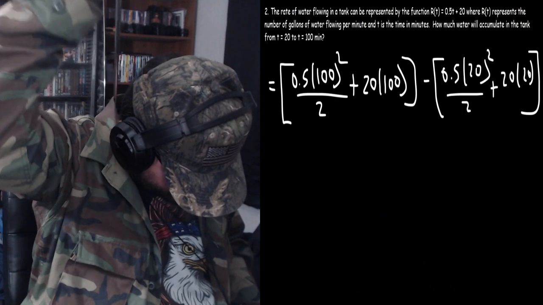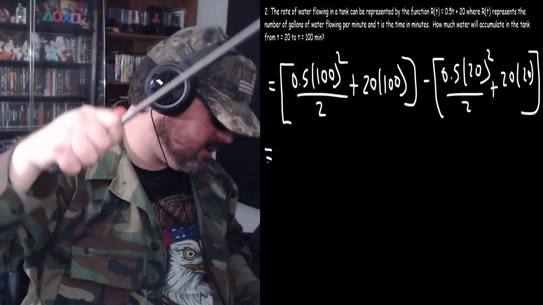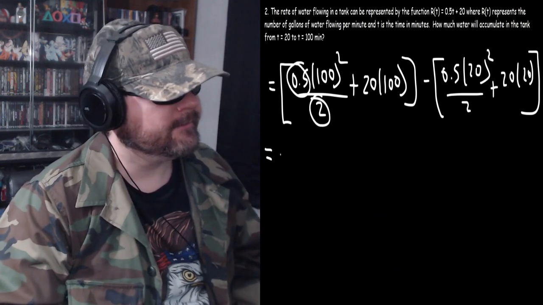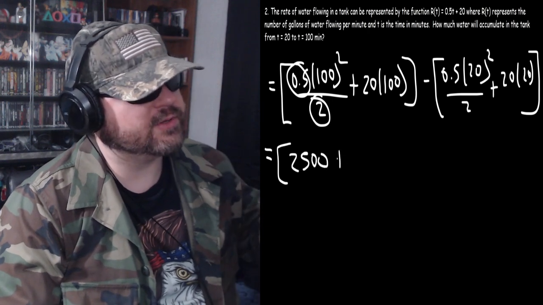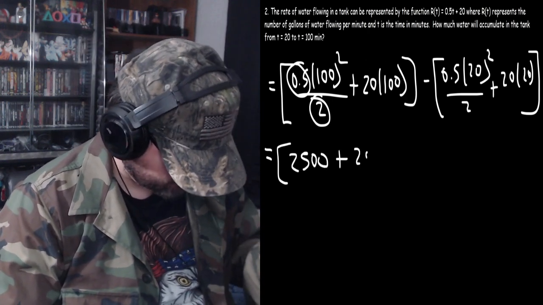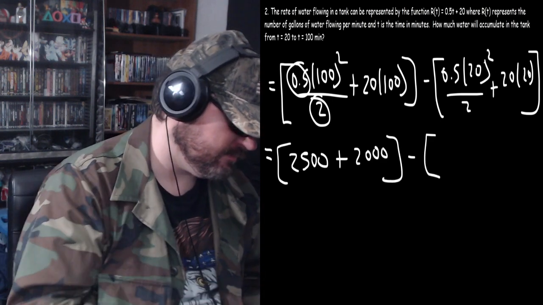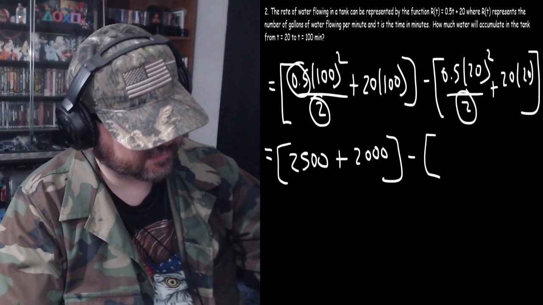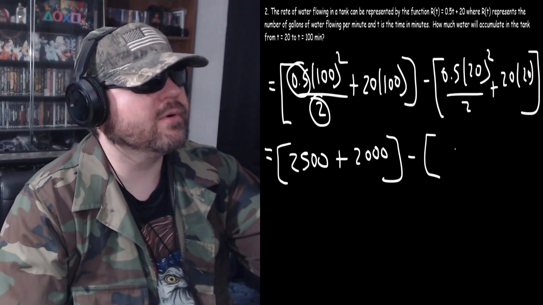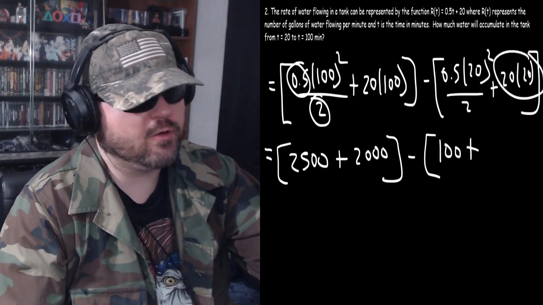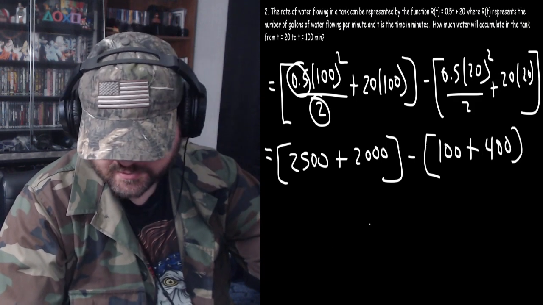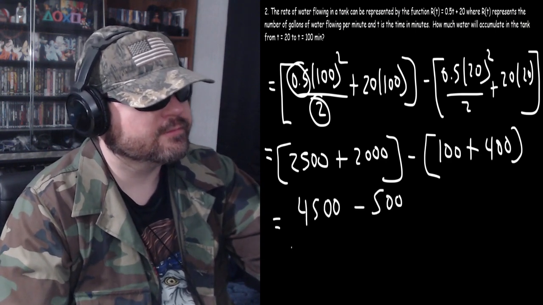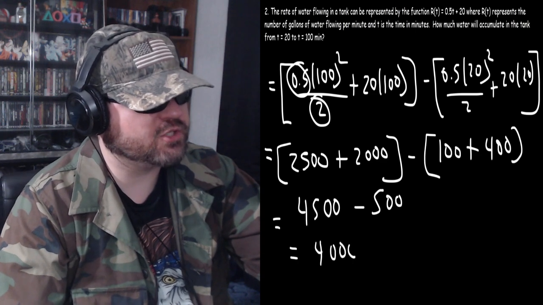So now let's work out the math. 100 squared is 10,000, and 10,000 divided by 2 is 5,000. Half of 5,000 is 2,500. And then 20 times 100 is 2,000. Here we have 20 squared. So 20 times 20 is 400. Divided by 2, that's 200. And then half of 200 is 100. And here we have 20 times 20, which is 400. So now we have 4,500 minus 500. So the net change can be 4,000.